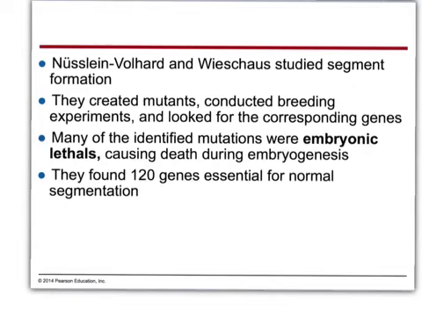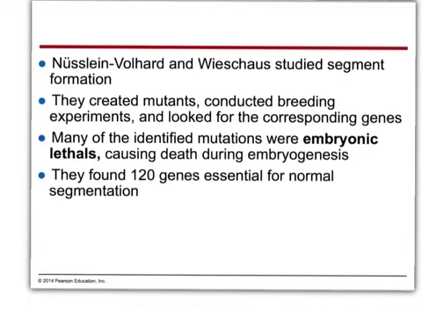Okay? So what they did was they created mutants, conducted breeding experiments, and they looked for corresponding genes. All right? So they looked at these mutations in certain genes, and a lot of them are embryonic lethal, which means what? They don't produce mature organisms, they die in the embryo, causing death during embryogenesis. But they found 120 genes that were important in segment formation.